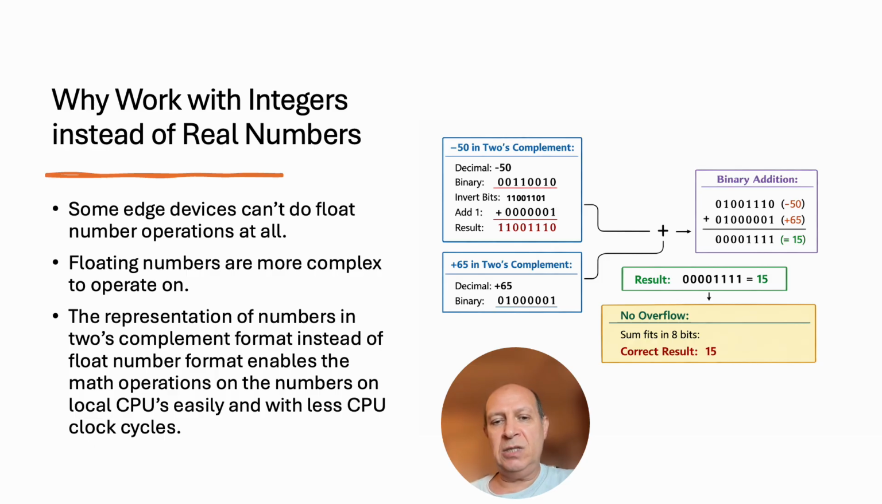So we take the positive side of the number. We have minus 50. The positive side of this number is 50. So we represent 50 in binary format. It is 0011 0010. Then we invert every single bit. The 0 becomes a 1 and the 1 becomes a 0.